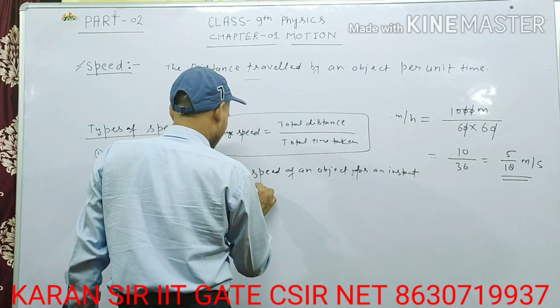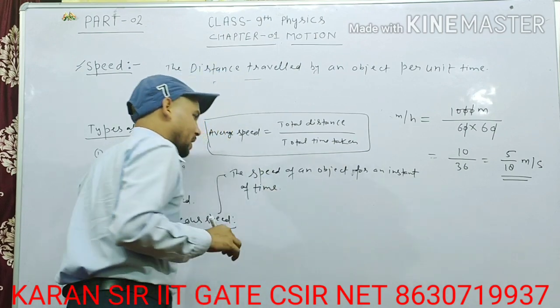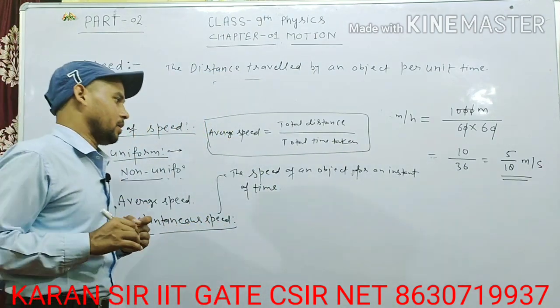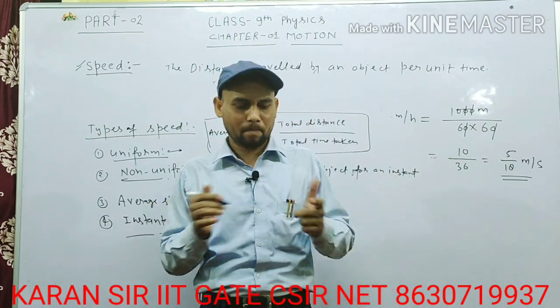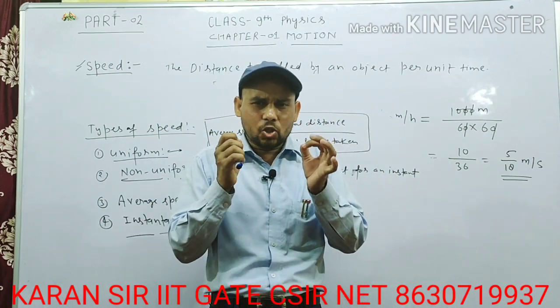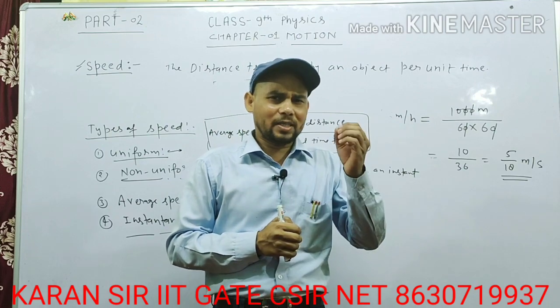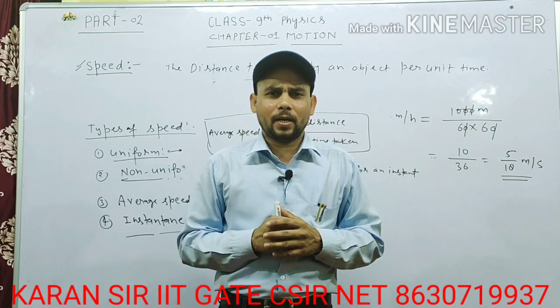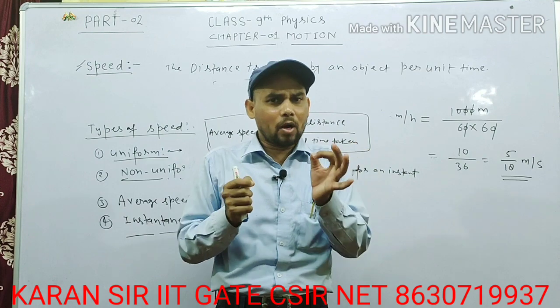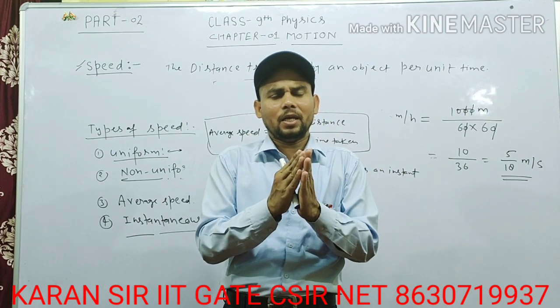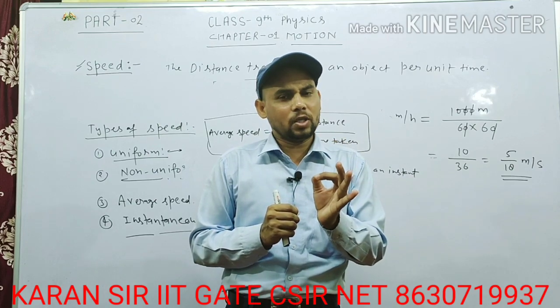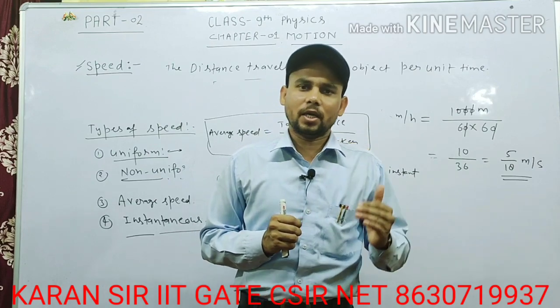Instant of time. The speed of an object for an instant of time is called the instantaneous speed. Instant of time means for a very short time, that is for a second or for a microsecond. मीन्स स्पीड फॉर माइक्रोसेकंड, किसी एक माइक्रोसेकंड के लिए, बहुत ही स्मॉल टाइम के लिए जब किसी ऑब्जेक्ट की जो स्पीड होती है, दैट इज कॉल्ड द इंस्टेंटेनियस स्पीड.